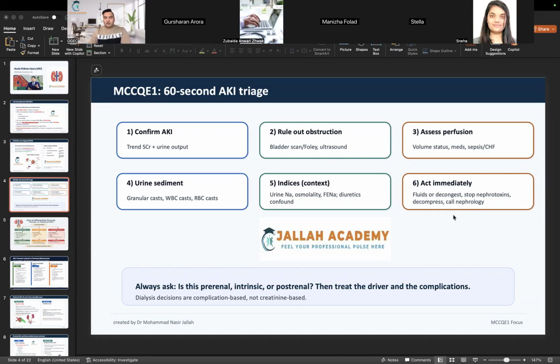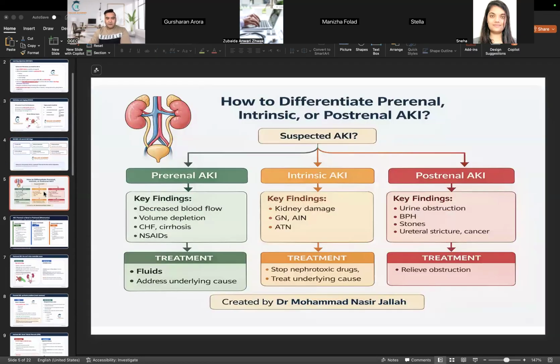There is a mnemonic called SAD-MANS. We will go through that. Always ask if this is pre-renal, renal, or post-renal. Then treat the driver and the complication. Driver means whatever the cause is. Is it dehydration? Is it CHF? Is it sepsis? Is it obstruction? So treat that and the complication accordingly.